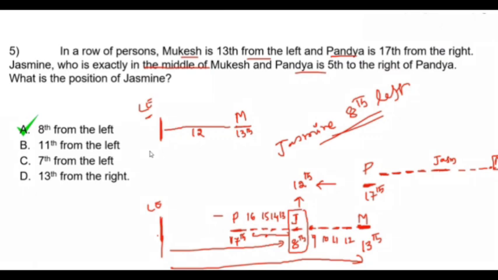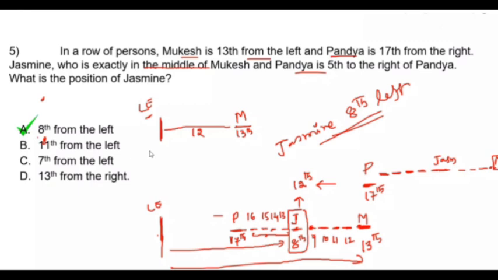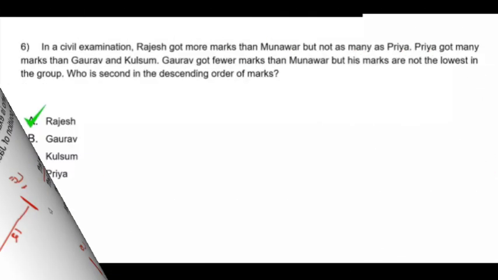Any difficulties with the question? Understood this question, everybody? Yeah, right. That is how we solve this question. Answer must be 8 from the left, not 13. The next question, what is it? Yeah, A is the correct answer.